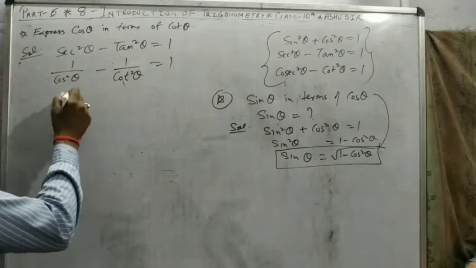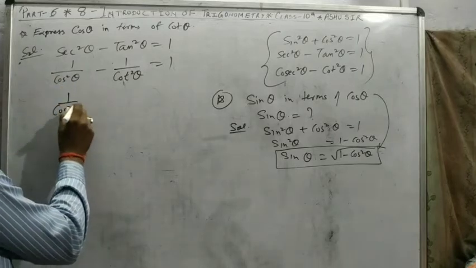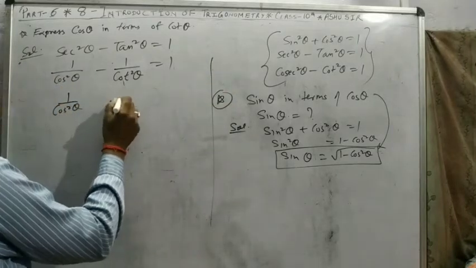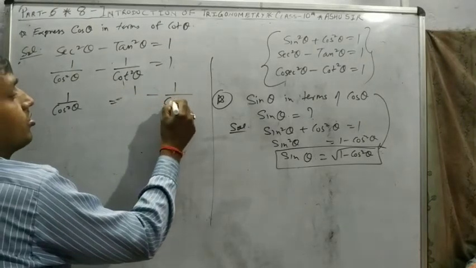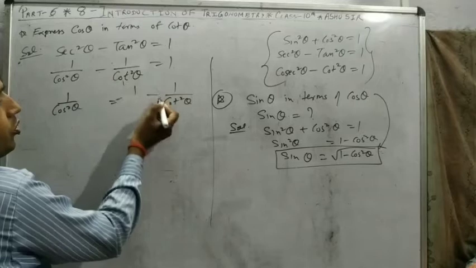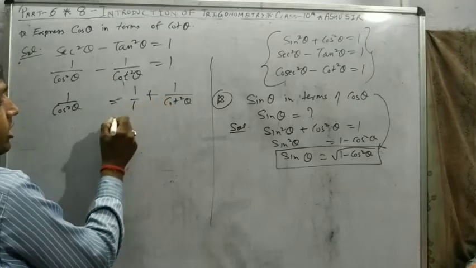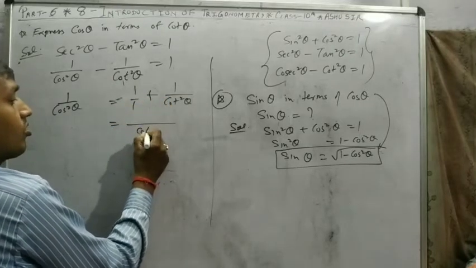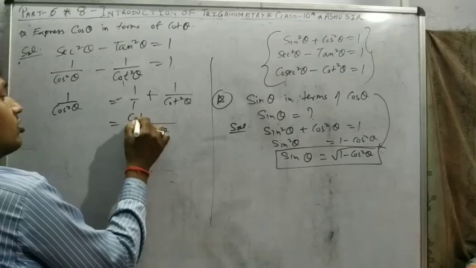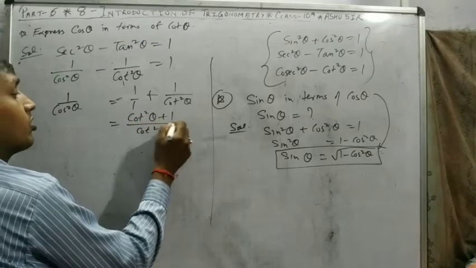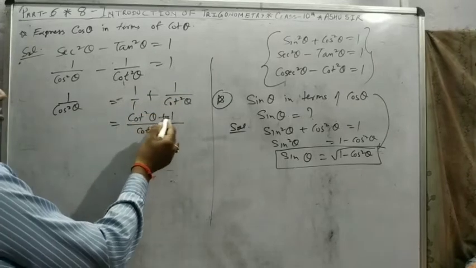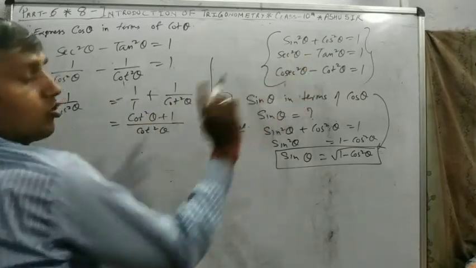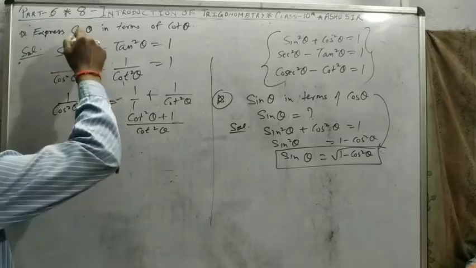Then 1 upon cos square theta, send to the opposite side, minus, send to the opposite side, plus, take the LCM, cot square theta. So cot square theta plus 1. Don't change any other using formula. You have to say 1 plus cot square is cosec square? No. We only want cos in terms of cot.